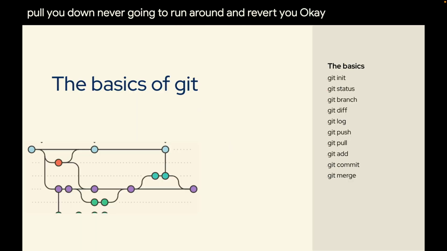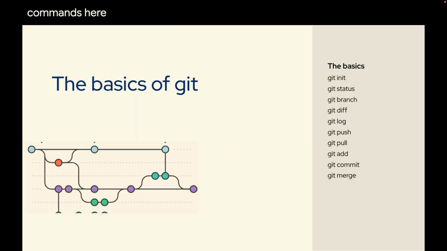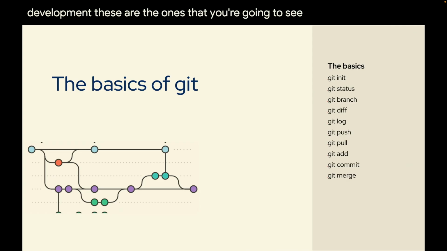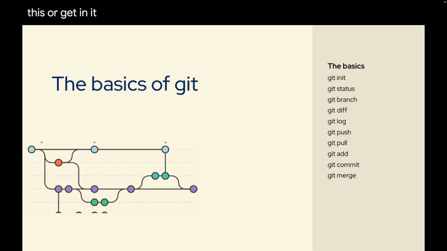Okay, so there's a list of commands here. This is a basic Git talk, so I don't go into major things, but these are the ones that within 6 months of doing command line development, you're going to see the most. Git init starts your repository.